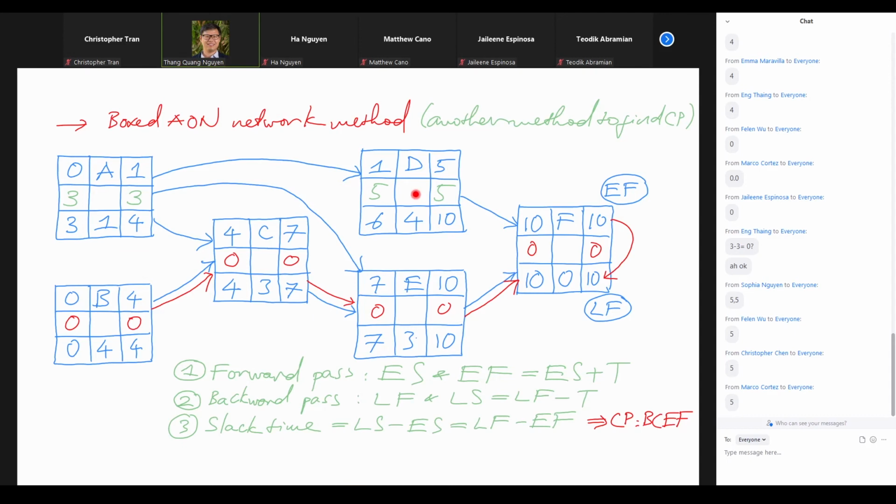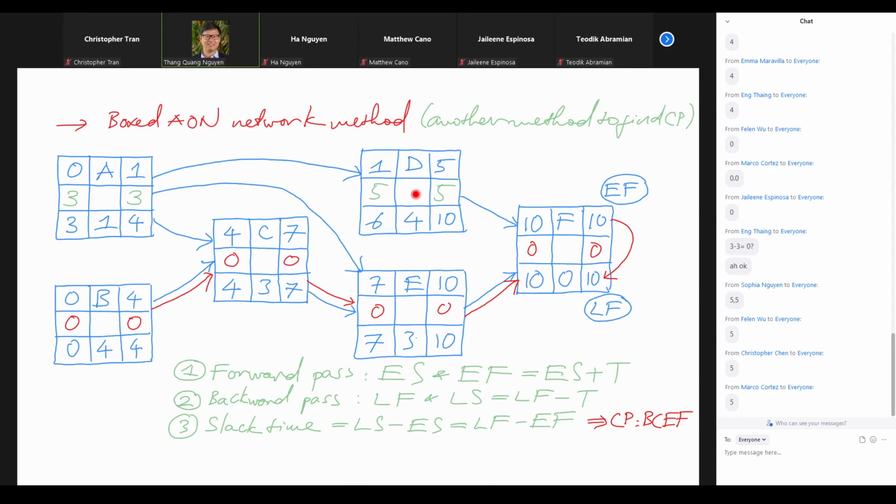As a quick recap, we do the forward pass to fill in the top row. Those are the earliest dates. And then we go backward and fill in the latest dates. Then we find the slack times, and then we find the critical path.